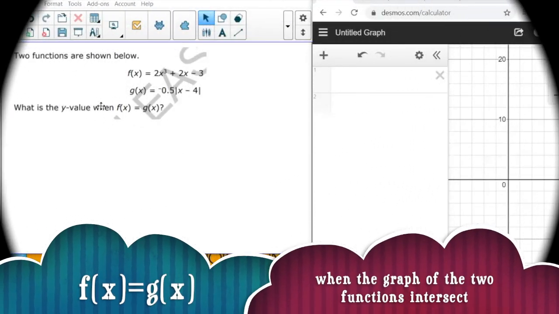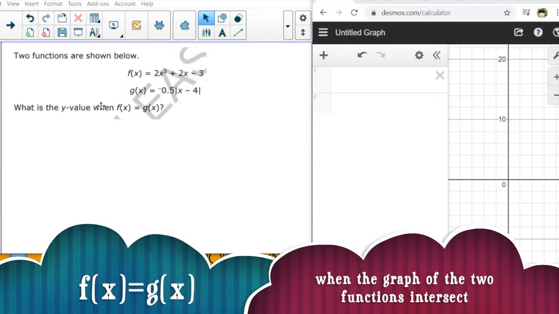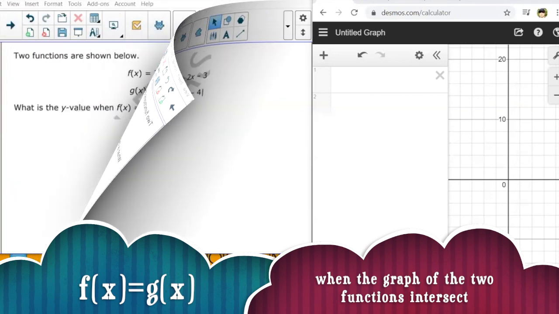Two functions are shown below. f of x equals 2x cubed plus 2x minus 3 and g of x equals negative 0.5 absolute value of x minus 4. What is the y value when f of x equals g of x?